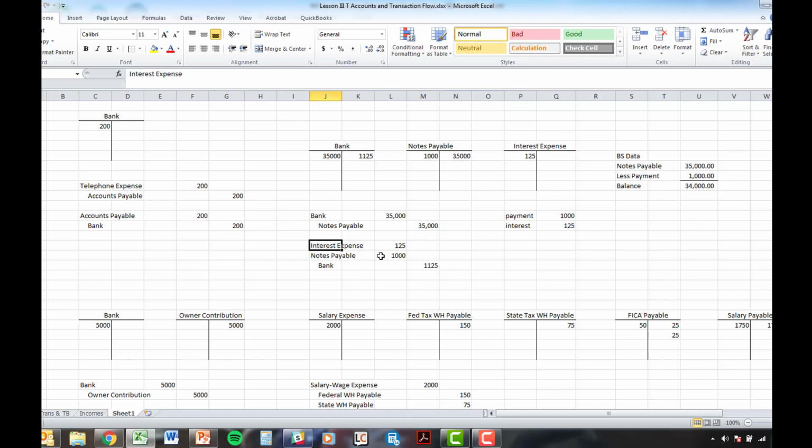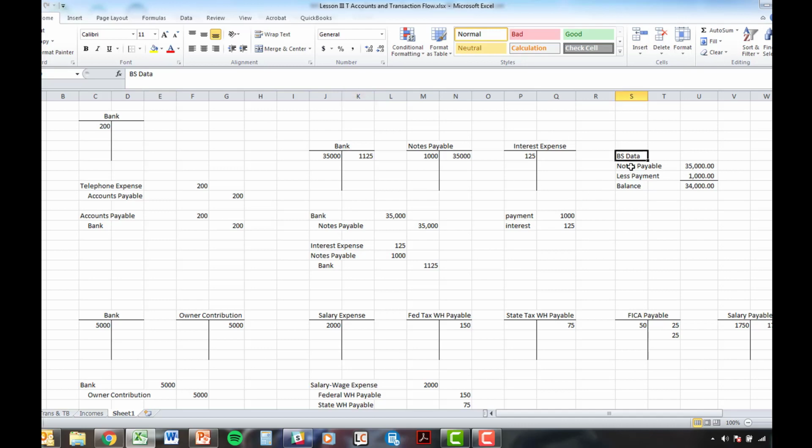Basically, they're going to charge you interest. Let's say they charge you $125 of interest a month, and your payment is $1,000 a month. So you would debit interest expense here, and then you would also recognize that your notes payable is being reduced by $1,000. Then this is $25,000, and that's your bank. You're taking $1,125 out of your bank to pay this.